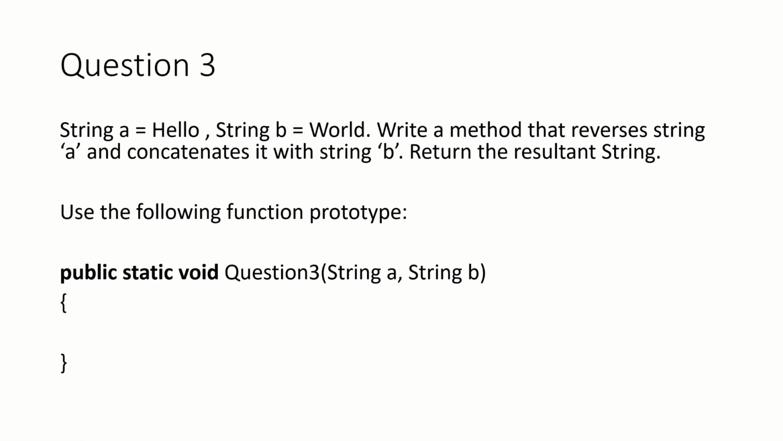Right, question 3. So we have string A, which equals hello, and string B, which equals world. Write a method that reverses string A and concatenates it with string B. Return the resultant string. For those who don't know what concatenate means, it means to bring two together. So if we were to concatenate the string function and the string prototype, there'd be no space between them, which would be functionprototype. So that's what concatenate means, and what we are requested to do is to reverse the string hello and concatenate it with the string world. And there's our constructor, so give that a go.